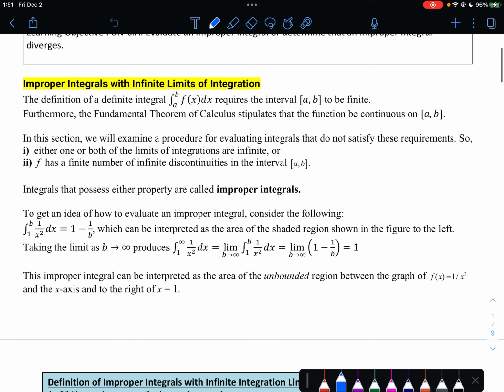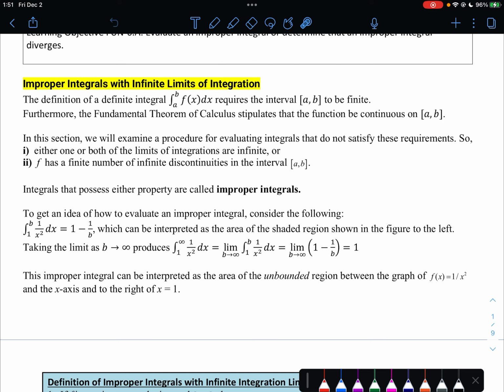Just looking right here, these are the types of improper integrals we can evaluate. Either one or both of the limits of integration are infinite, or f has a finite number of infinite discontinuities on the interval.